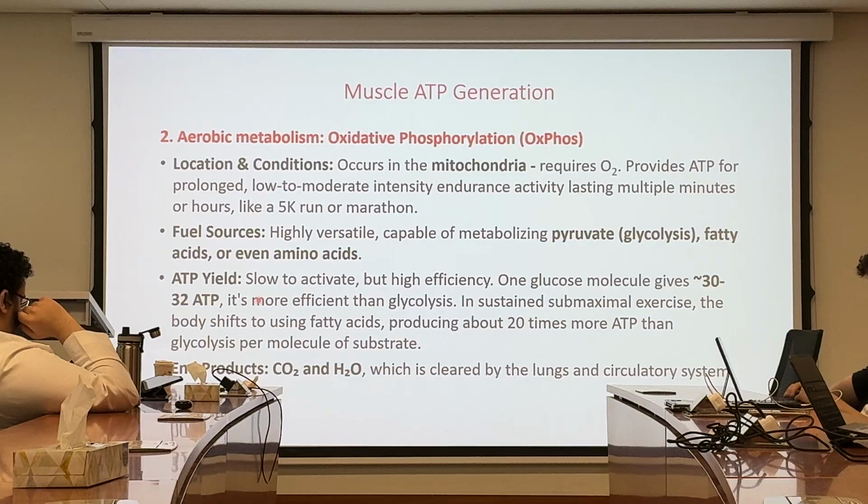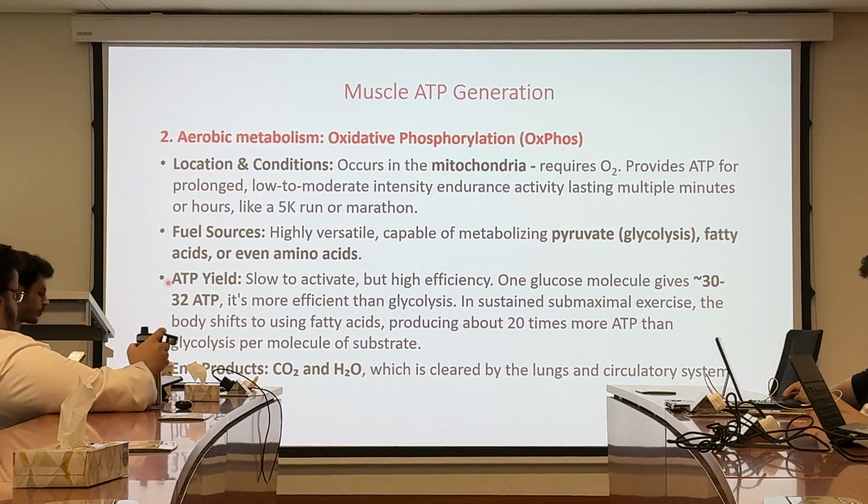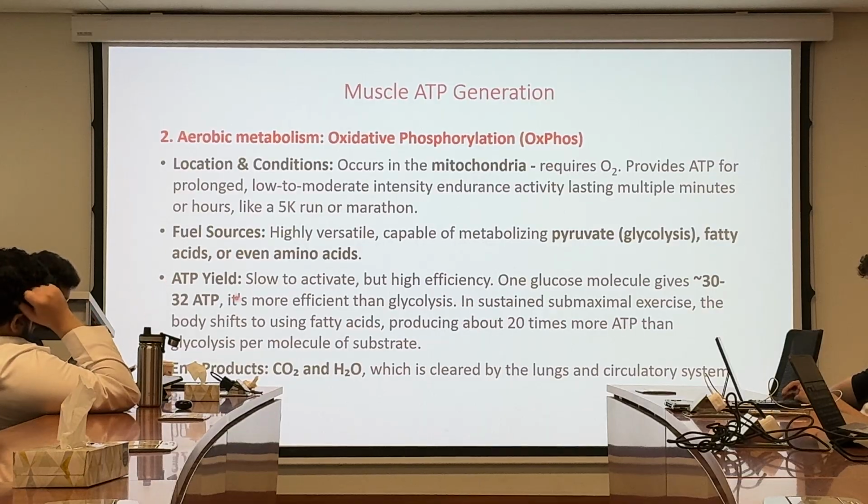ATP yield, because there are so many reactions here, tends to be slow to activate, but very high efficiency. Depending upon who speaks to you about this, they can tell you 36 to 38. This says 30 to 32 because you are using ATP in the glycolytic pathway and so forth. Again, it is for sustained submaximal stimuli or contraction of the muscle. You can use fatty acids, 20 times more ATP than glycolysis. Glycolysis is just two. Okay?